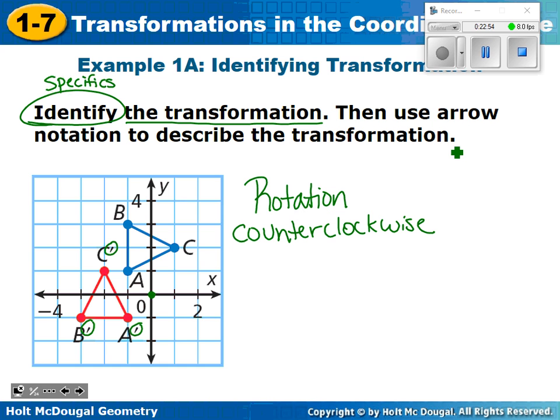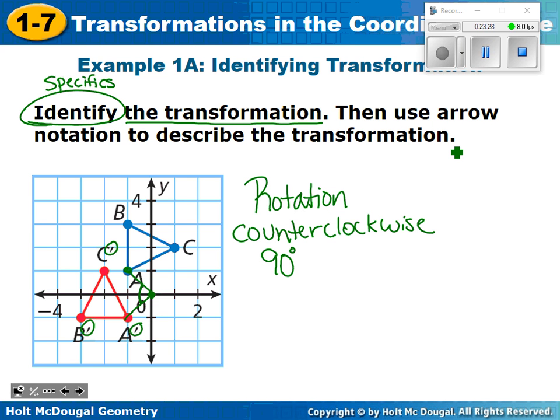Pick one of your points on your pre-image. I'm going to pick A. Draw a line that goes back to the origin. Then draw a line that connects the origin to A prime. That is your angle of rotation. Does that look like a 90-degree angle? It is. It's definitely not 180, which would be a straight line, right? So this is a 90-degree rotation. If you're really not sure, you could grab a protractor and measure it, but I'm telling you it will be increments of 90, 180, 270. What's the last thing you have to tell me?